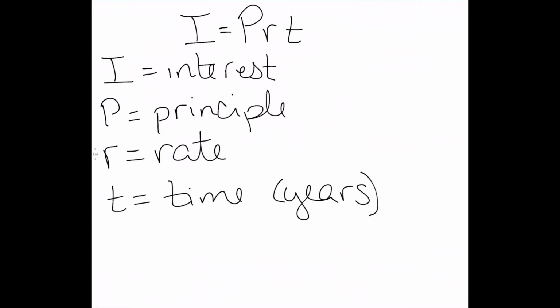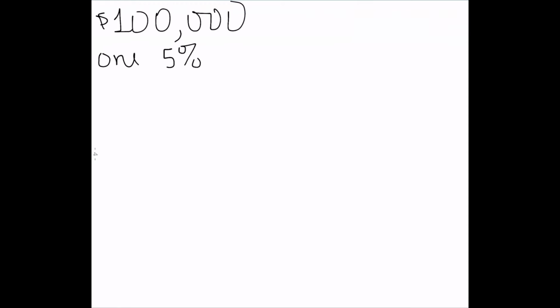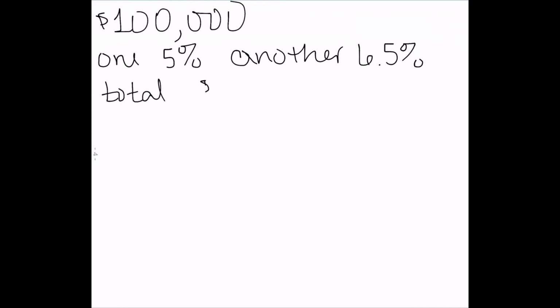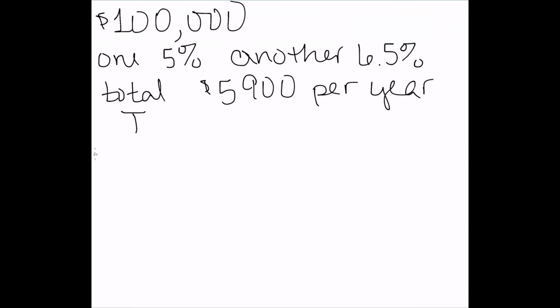So let's look at an example. Let's suppose that you inherit $100,000 and you want to invest this into 2 different accounts. One pays 5% interest and another pays 6.5% interest. We know that in total we got $5,900 in interest per year. So we want to know how much is invested at the first rate and how much at the second. We're going to have to slightly modify this formula, but we can figure it out.